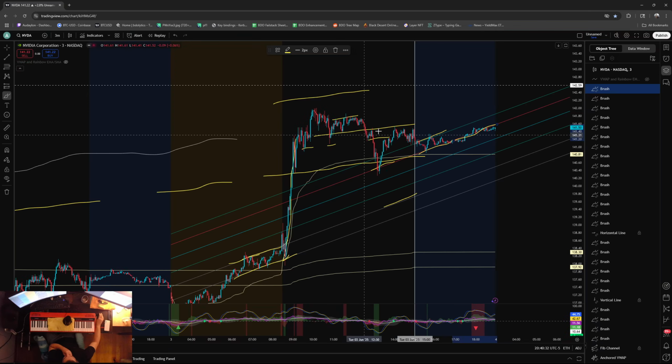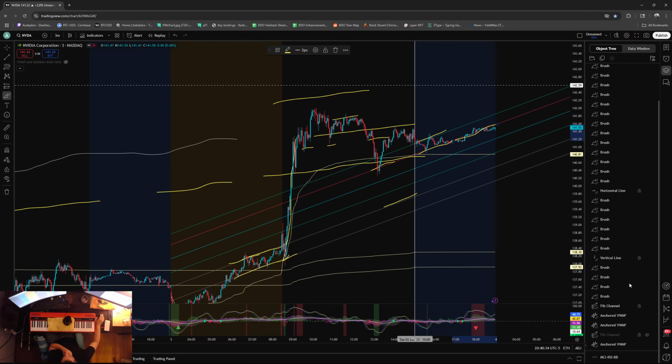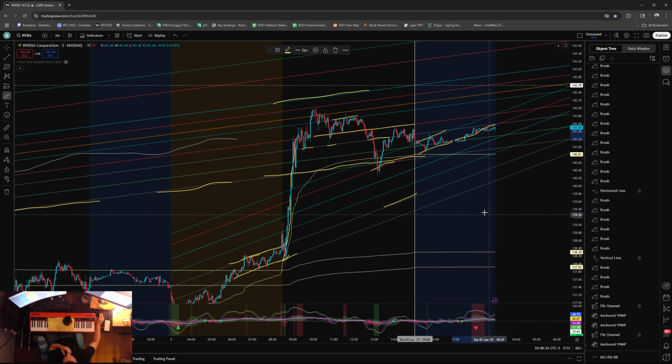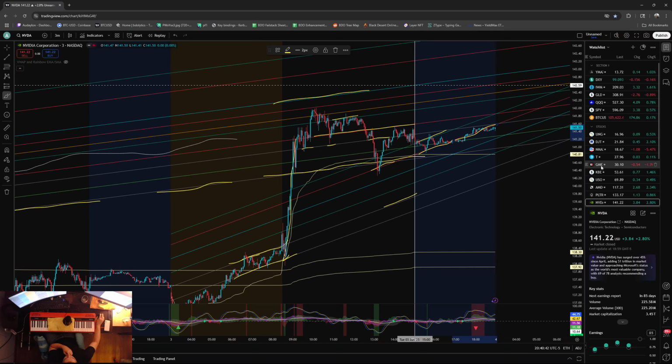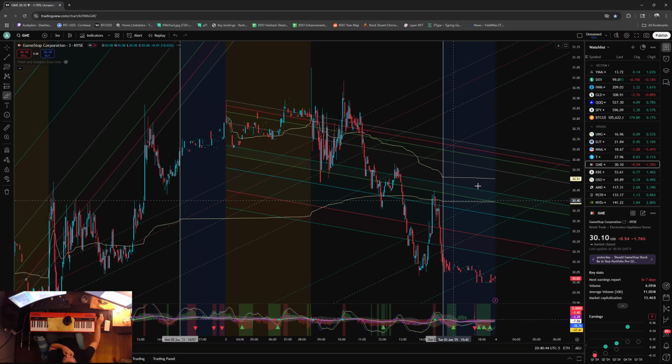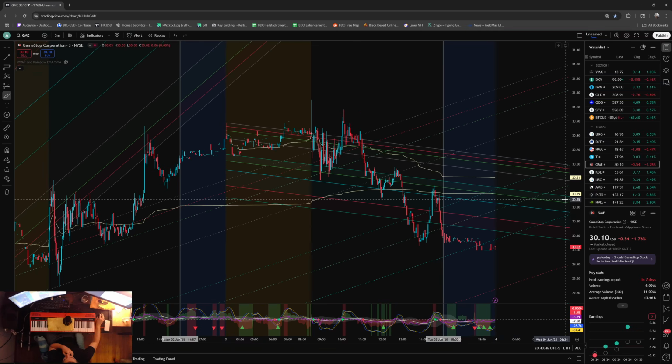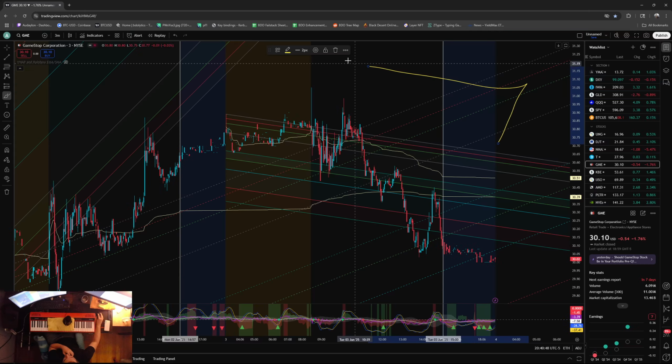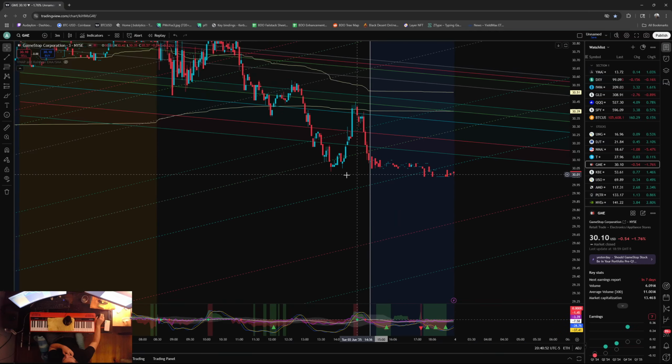So that was NVIDIA's fib channel. It works on every stock, right? Because they're all controlled by probably the same algorithm. Let's go look at GME. GME, I have some fib channels going on. Even GME utilizes fib channels to a degree.